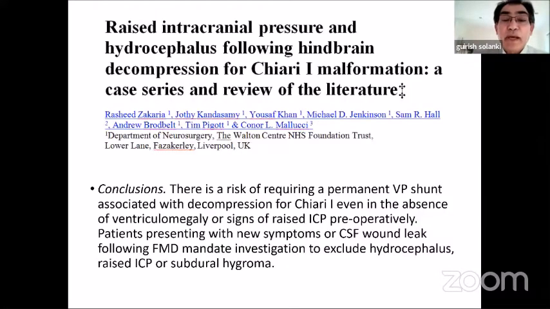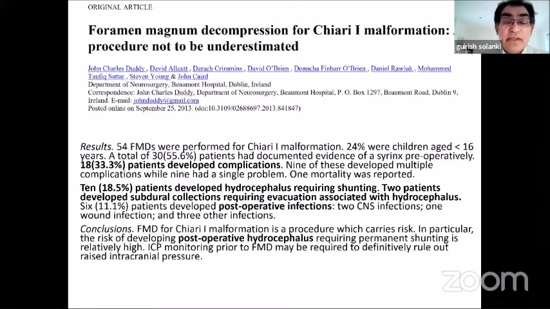Another study from my colleagues from Liverpool raised concerns about raised intracranial pressure and hydrocephalus after decompression for Chiari 1 malformations. They identified in their series, I think, about 20% of patients had developed iatrogenic hydrocephalus and required shunting when they did not have hydrocephalus preoperatively, when they had carried out a foramen magnum decompression for Chiari malformation.